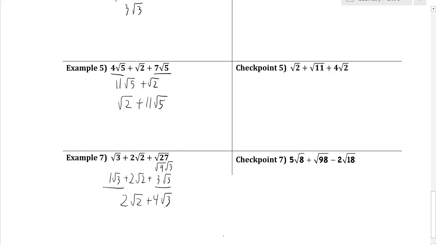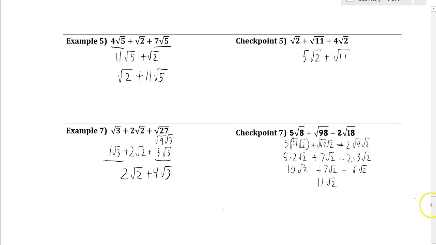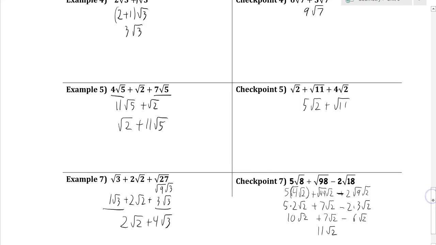Alright, so try these 3 checkpoints. Pause me. Try the checkpoints. And when you unpause, the answers will be there for you. So check your 3 checkpoints. I got 9 root 7, 5 root 2 plus root 11, and 11 root 2.